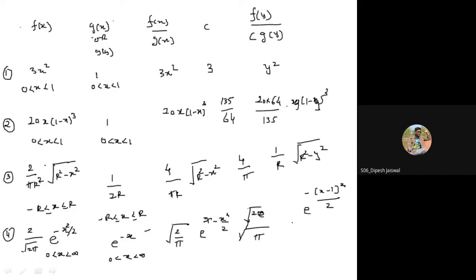Is that clear? So these are the 4 examples, let us work them out one by one and write their algorithms. What is the first form? f(x) is 3x square, g(x) is uniform, f(y) upon c g(y) is y square. Okay. So the algorithm for the first one. Step 1, what is the first step? Because g is uniform, generate, let me say u2, it is uniform from 0 to 1.